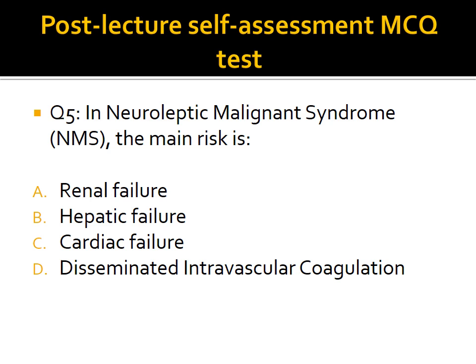Question 5. In neuroleptic malignant syndrome, the main risk is it A. renal failure, B. hepatic failure, C. cardiac failure, or D. disseminated intravascular coagulation? And the correct answer is A. renal failure because of rhabdomyolysis and myoglobinuria.